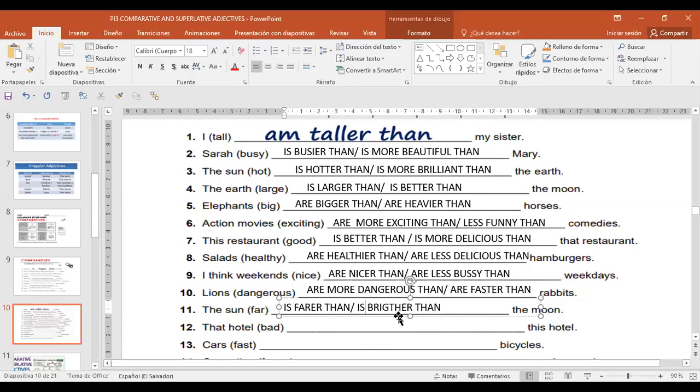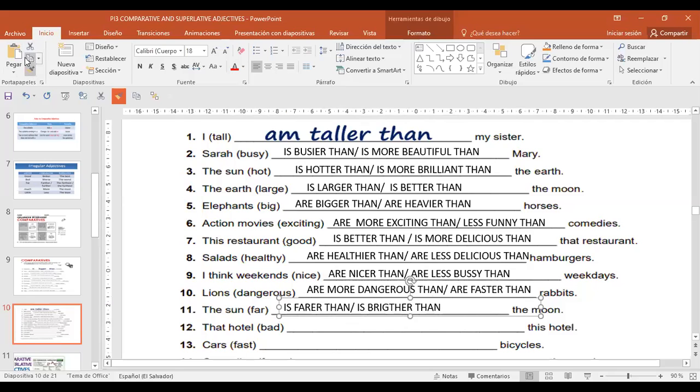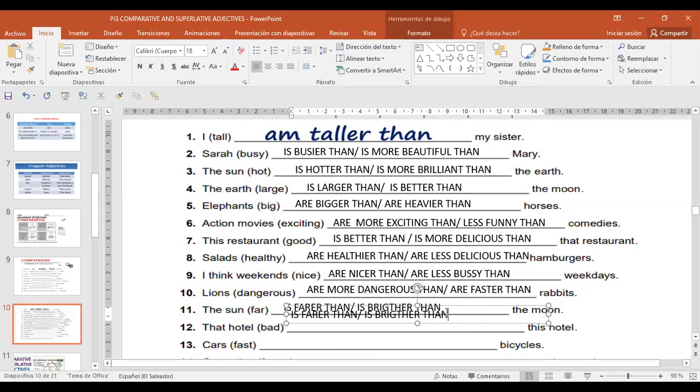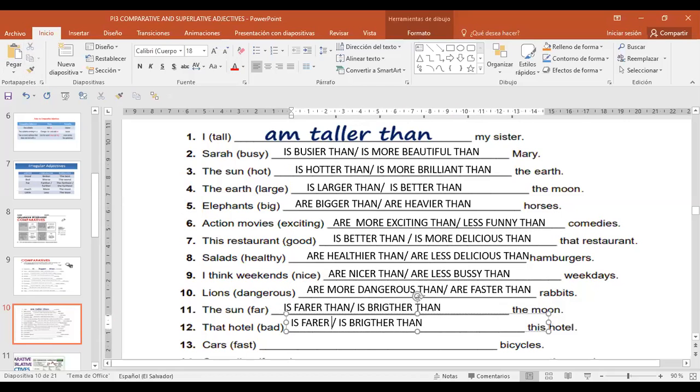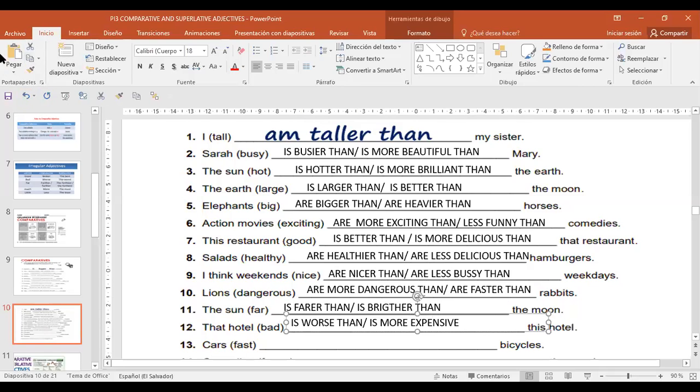Okay. Let's see. The hotel, bad. Do you remember the comparative? Worse. So we say, okay, let's see. The hotel is worse than this hotel. Okay, but if we change that adjective and we use another, what do you think it could be? It's more expensive. Yeah, more expensive. Excellent.